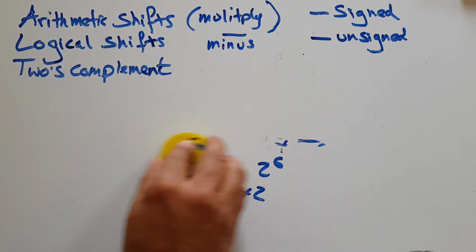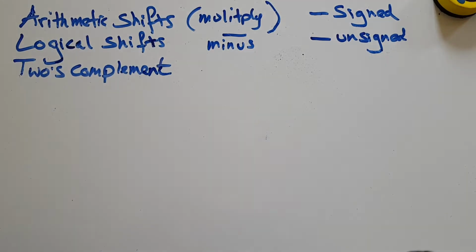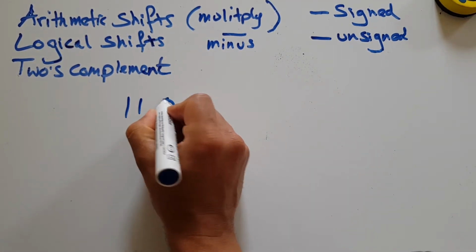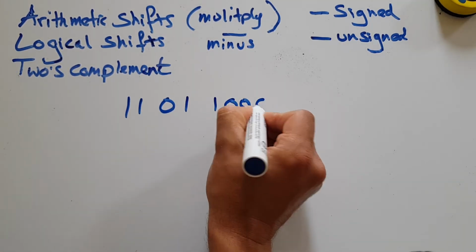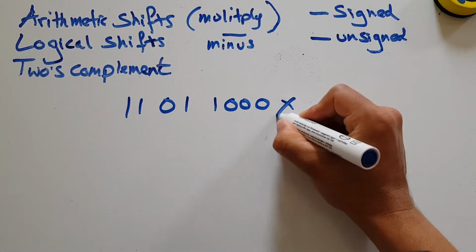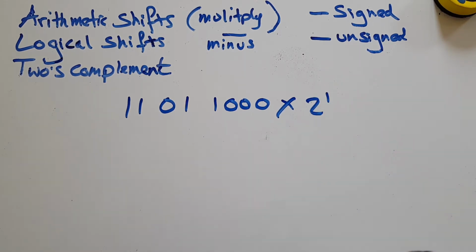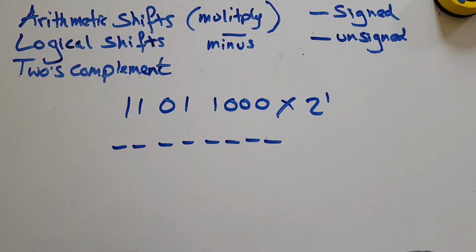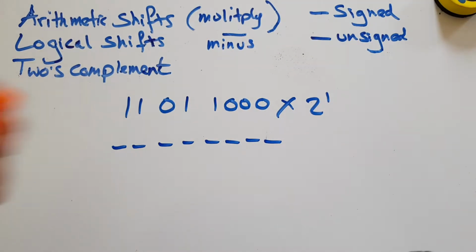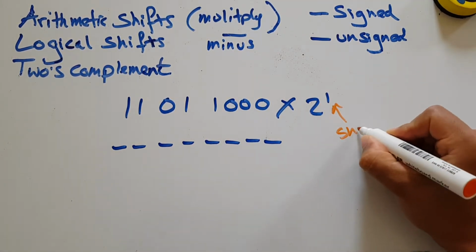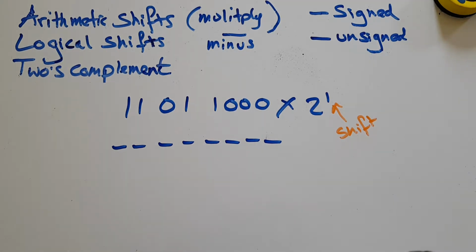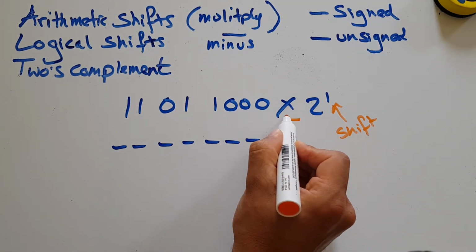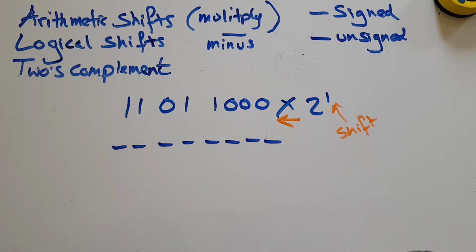So let's have a look at this. Let's say you're taking that binary number and you want to multiply it by a power of 2. Let's say 2 to the 1. So how do you do that using arithmetic shift? First step is you write out the place values, and then you recognize that this is telling you how many places to shift by, and this multiplication sign is telling you that it is a left shift.